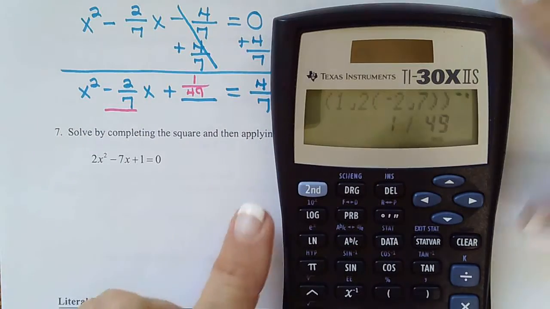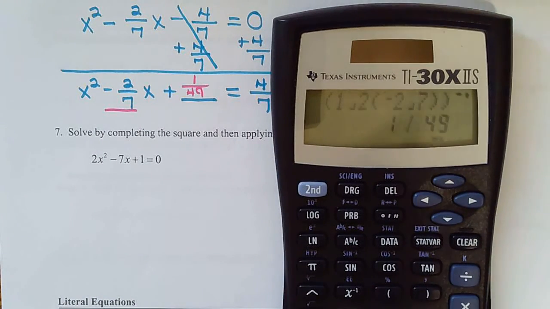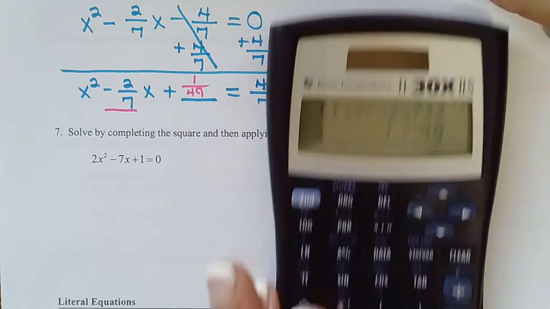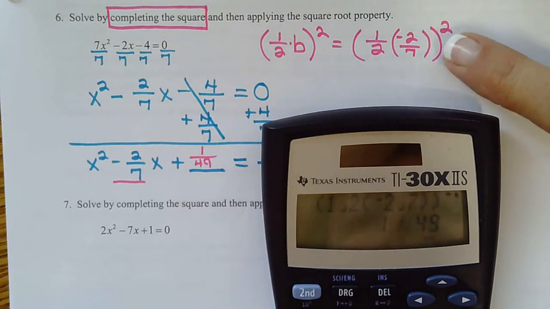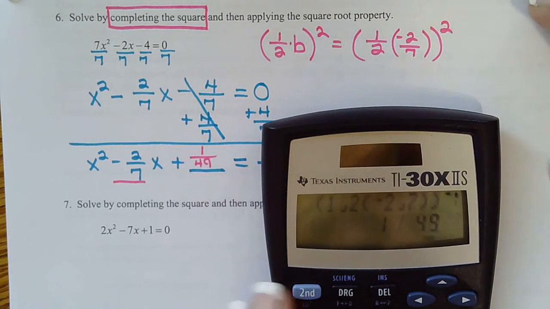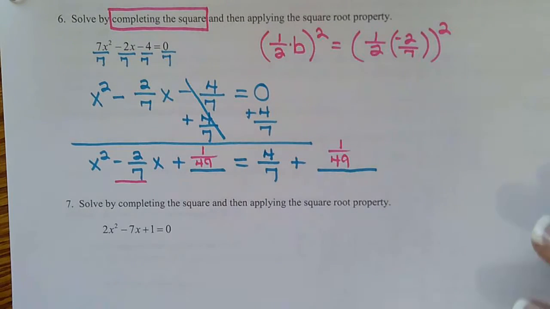Boom. 1/49, just like we predicted. So just type it. Make sure you write it correctly. And if you're sure you've written it correctly, then you just type it exactly like you see it. And so 1/49 it is. Now we get to use our new factoring technique.